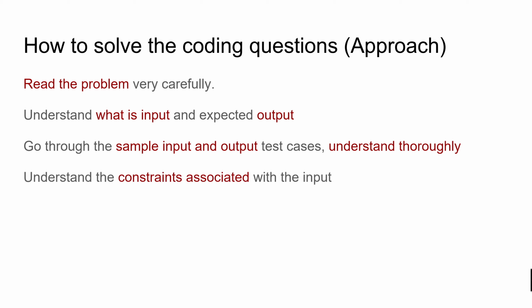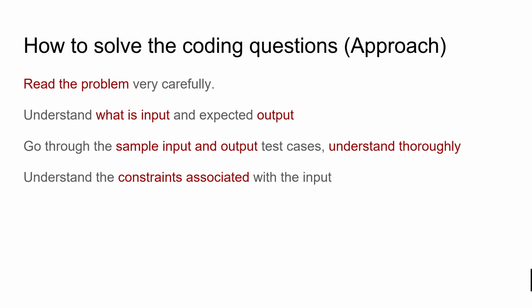Then once you have gone through all those three steps, you have to make sure that you have also understood the constraints associated with the input. Sometimes on competitive coding platforms, they do give you some constraints for the input. For example, the input will be between 10 and 20, or they will say that the maximum number of test cases your program will be asked to execute will be in the range of 100 to 1000.